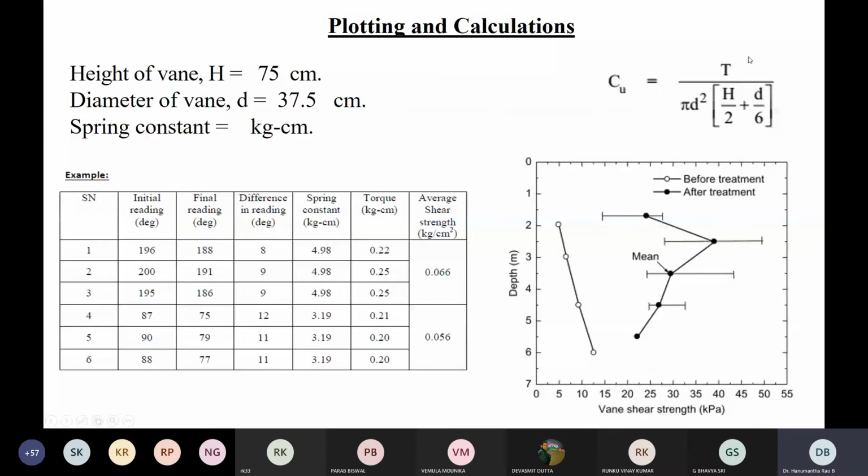Now I know the amount of the torque applied in the form of angle of twist. Based on the angle of twist, and with the help of the spring constant, I can calculate the torque. I know the diameter of the vane and I know the height of the vane. Therefore I am able to calculate the undrained cohesion. So these are the different values.